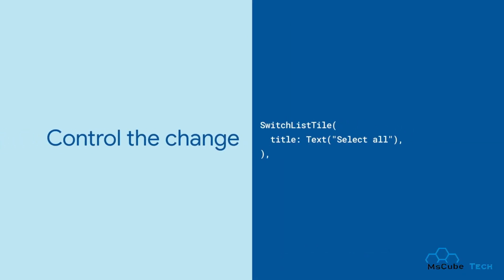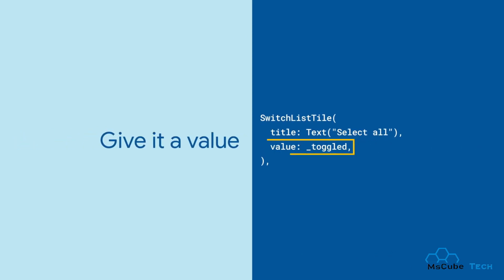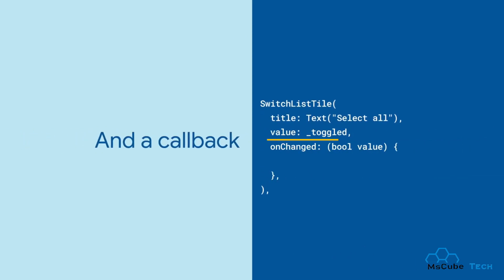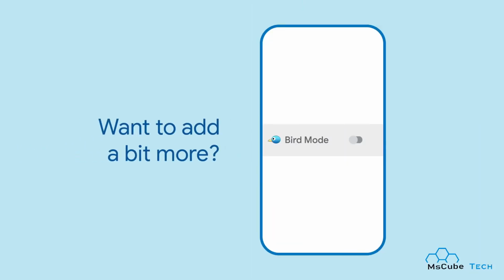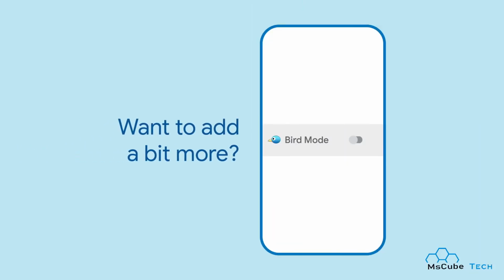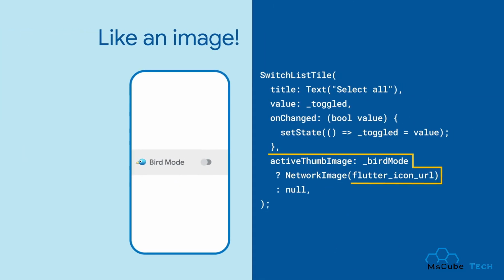But they don't just toggle all on their own. For that, SwitchListTile needs a value and an onChanged callback. This value is a form of state, so you'll typically find the SwitchListTile in a stateful widget so that onChanged can update it with setState. One thing that SwitchListTile has that the other controls don't, the ability to add an image to the control with activeThumbImage and inactiveThumbImage.